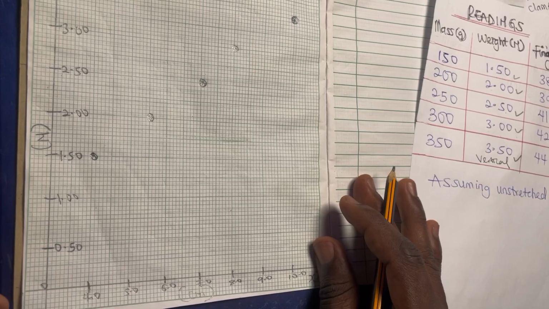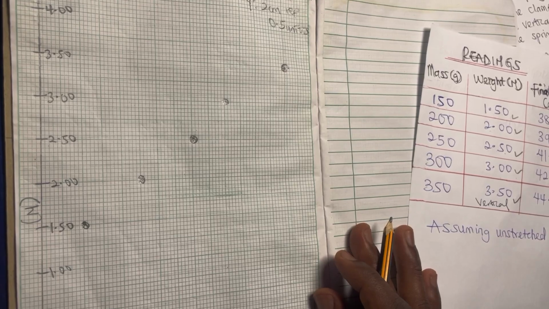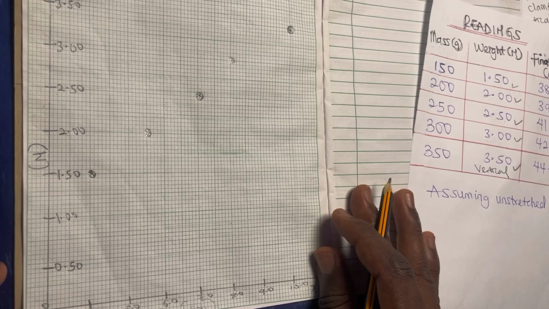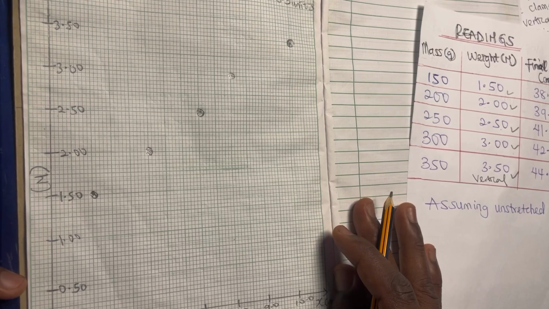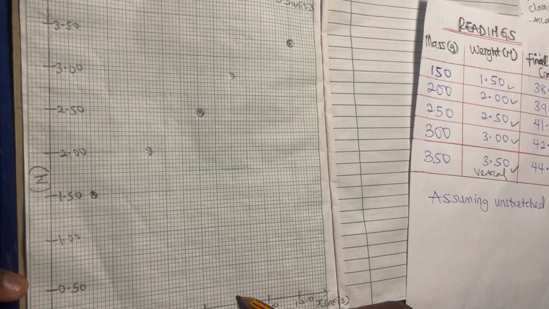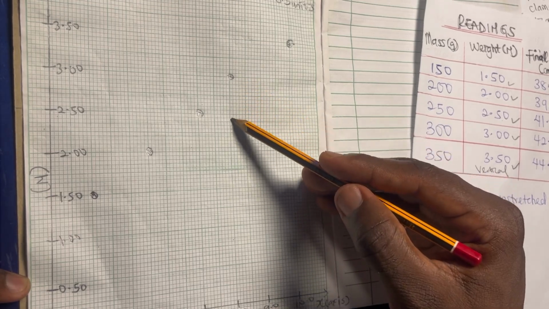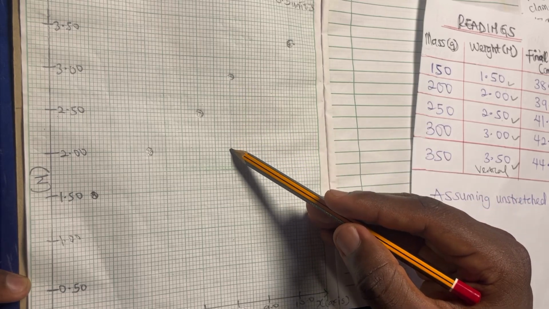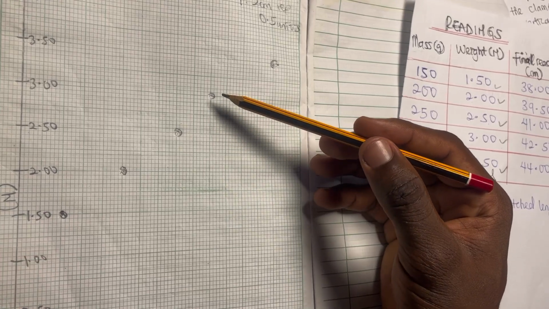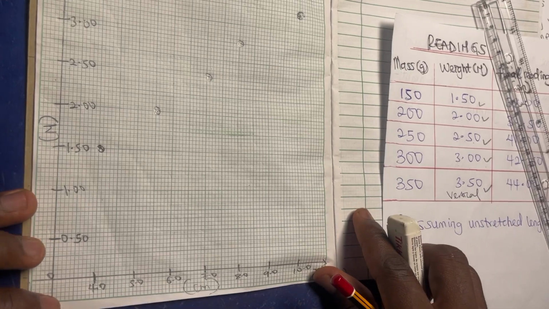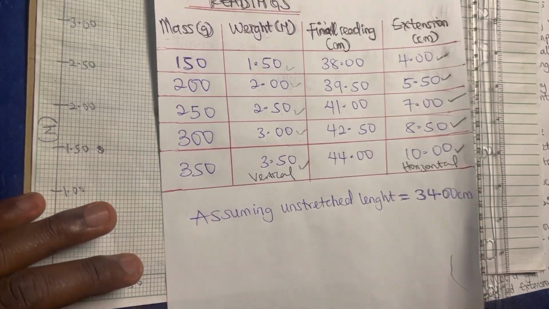So the graph goes like this. Now let's take the line of best fit. Let's take the line of best fit for this particular graph. The line of best fit for this particular graph is going to be from my 8 points, this fourth one, 3.00 and 8.50.